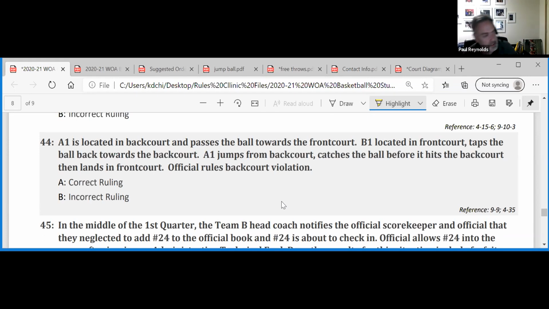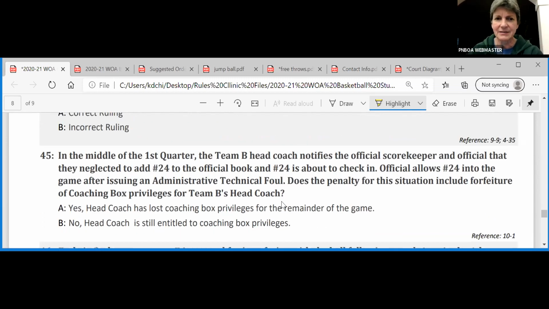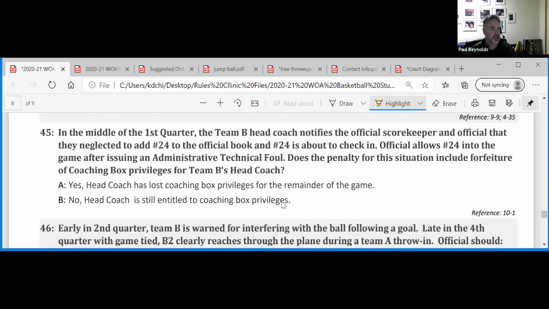If A had touched the ball and forced it to go in the backcourt, and then one of their teammates jumped from the backcourt and caught it, then you have a violation. But because the defense knocked it, it doesn't matter what A1 does. Yeah, that call's not reading the question completely right. I didn't notice it was B1 instead of A.